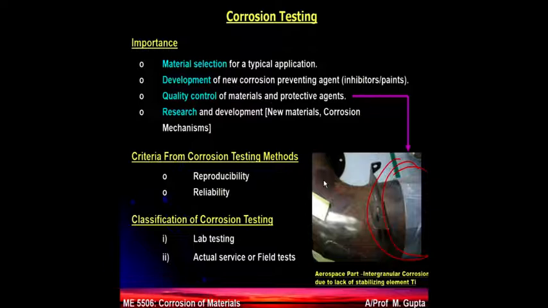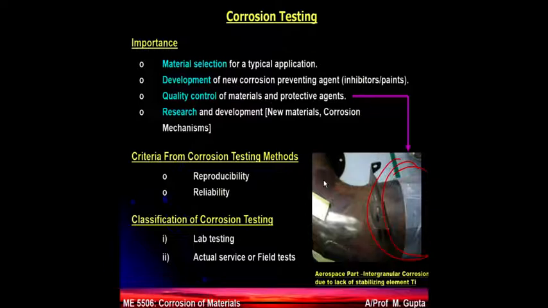Now, when we do the corrosion testing or when we come out with a corrosion testing method, we have to ensure two points: that it is reproducible. That means if you want to repeat it 10 times, our results will be within a given scatter, which is not more than typically 5%, and it should be reliable. That means if we are trying to assess pitting corrosion by a testing method, the testing method should be able to tell the pitting susceptibility of a material. So it has to be a reliable method.